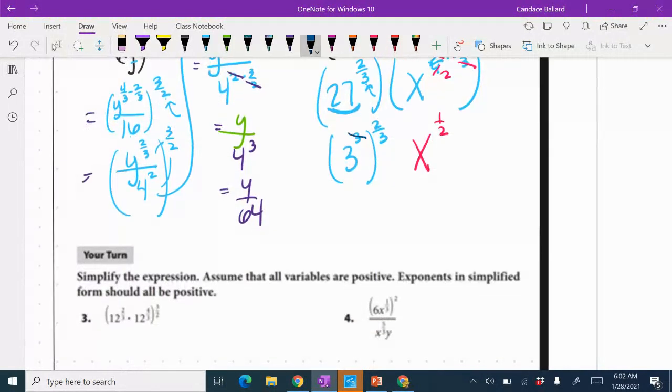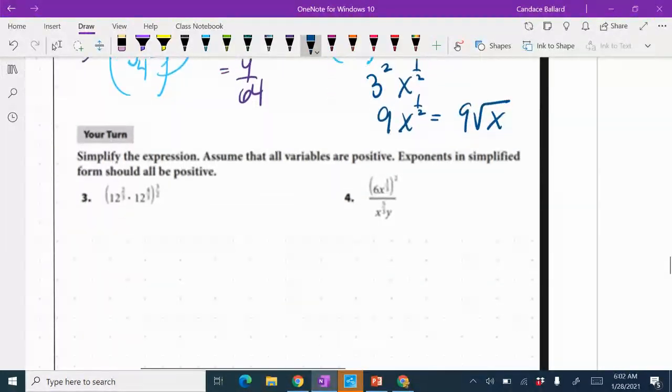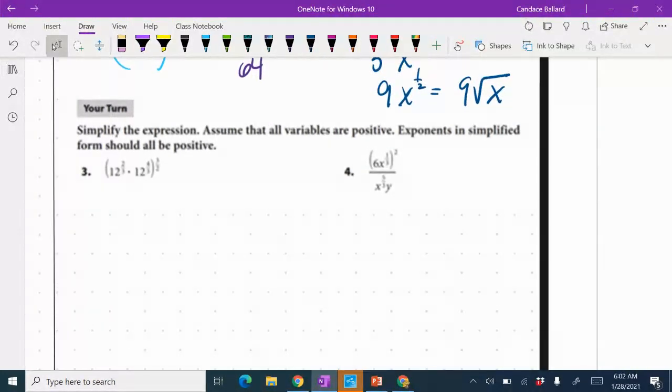In the 3's, I know my 3's cancel. I set it up that way, so I've got 3 squared x to the 1/2. I could also write that as 9 and x to the 1/2, or I could write it as 9 square root of x. Let's take a look at the your turn examples.